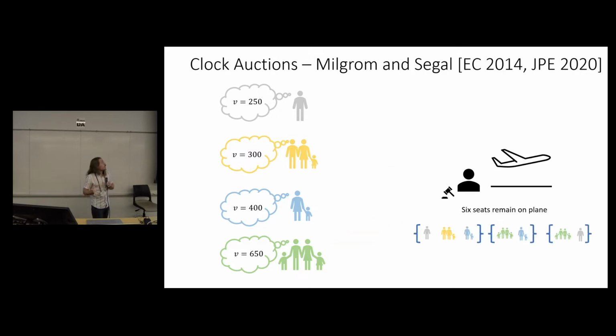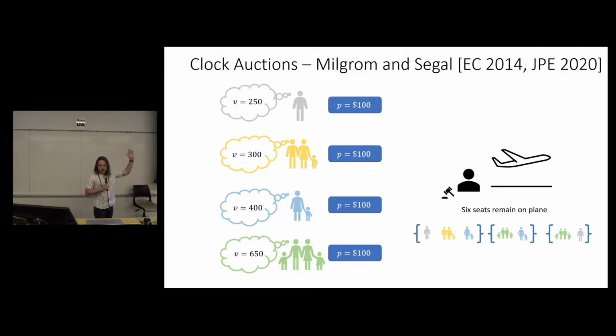An alternative format often used in practice, for example in the FCC spectrum reallocation auctions, is known as a clock auction. In a clock auction, all the bidders face a clock price that is going to weakly increase over time, and they can simply drop out whenever the price becomes too high. And then we serve the bidders who remain at the end of the auction at their most recently accepted clock price. So as an example, let's say the auctioneer starts with a reserve price of 100 for all bidders.